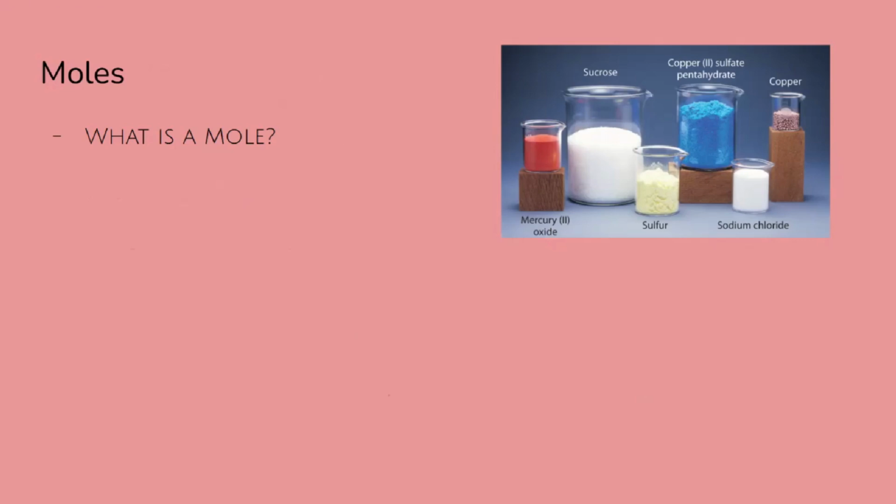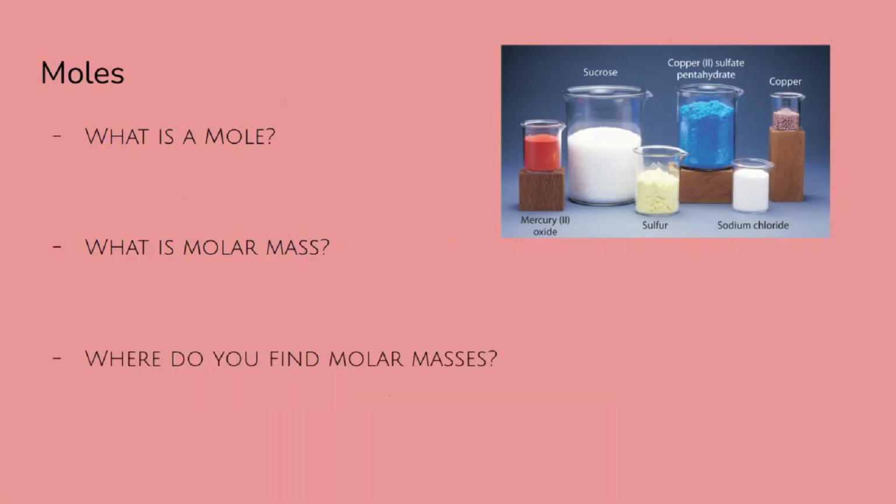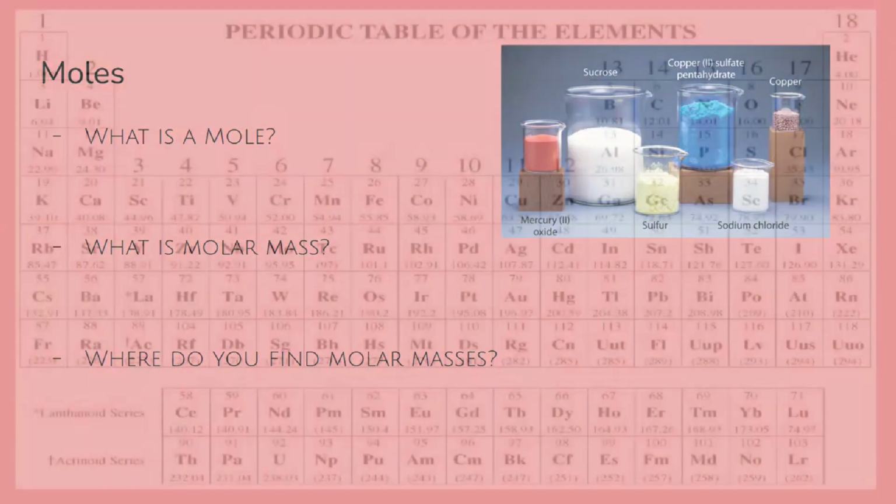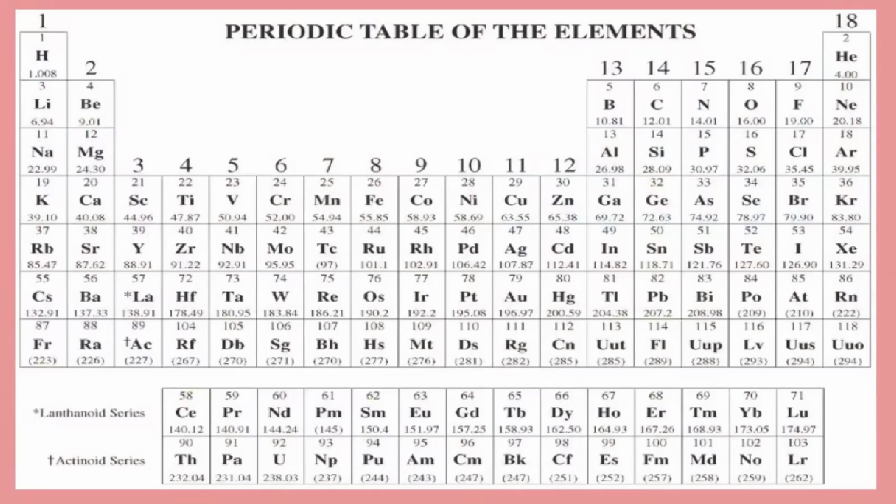So, now let's ask another pretty important question. What is molar mass? And basically, molar mass is the mass of 1 mole of a substance, usually in grams per mole. So, where do you find molar masses? I'm very glad you asked that. And let's take a look at our trusty periodic table. So, all those numbers that you see under the atomic symbol, those will give you your molar masses, no matter what element. So, let's practice.